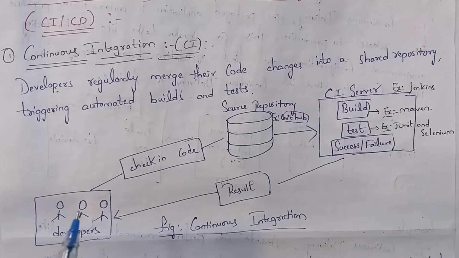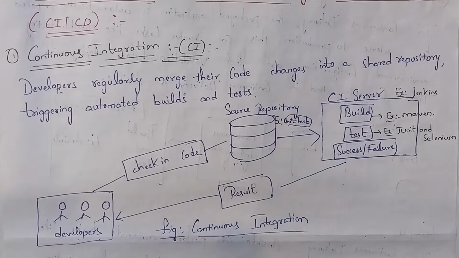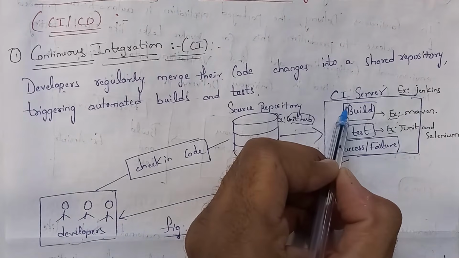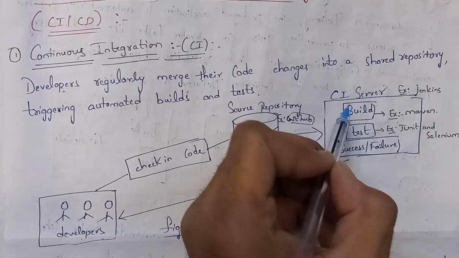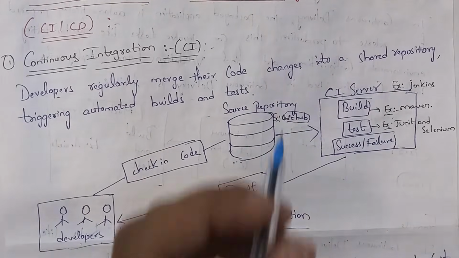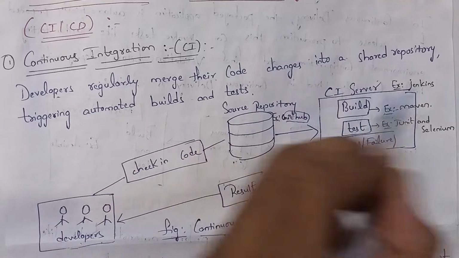So whenever a developer adds or modifies any new code in GitHub, that code is automatically sent to the CI server. Jenkins software is an example of a CI server. Then the CI server will perform build and test operations on that code. For example, I am a developer. I place a new code in GitHub. So whenever I place code in GitHub, automatically Jenkins will get an alert message.